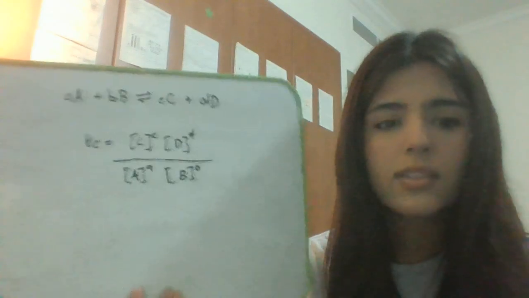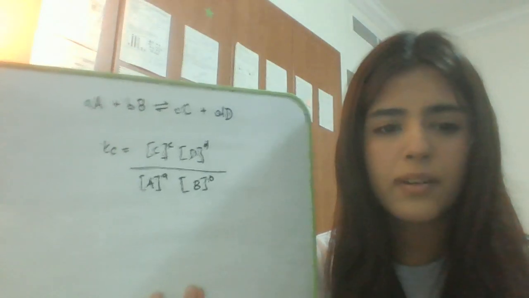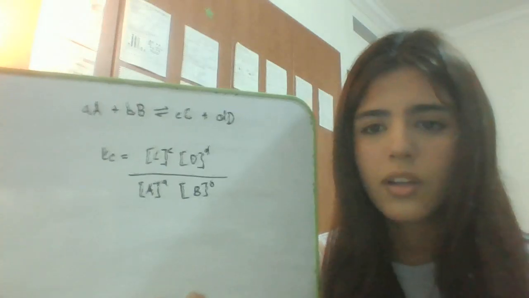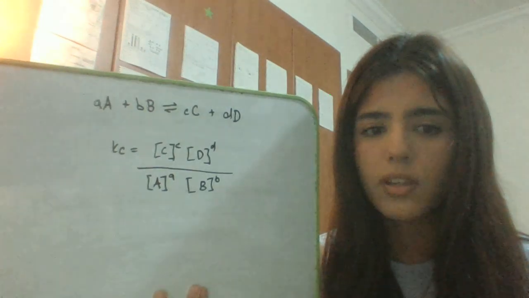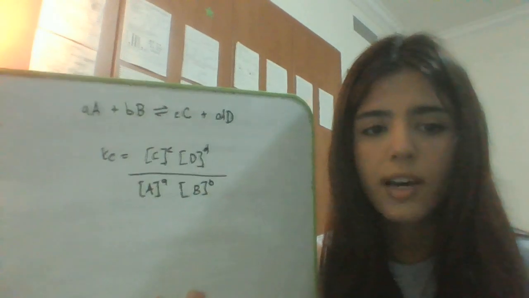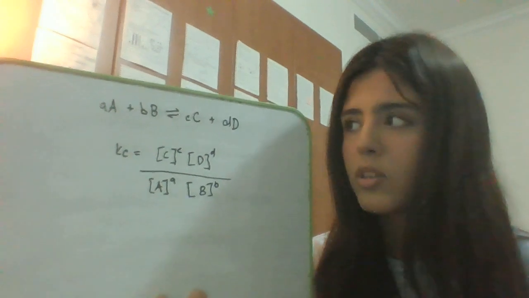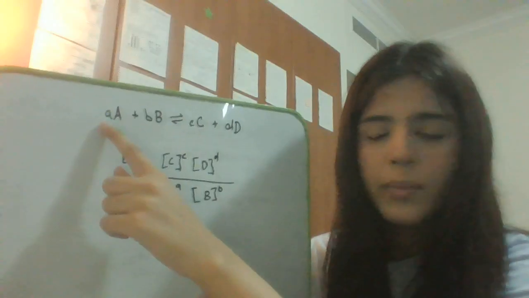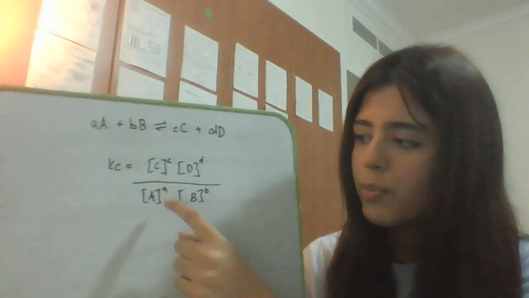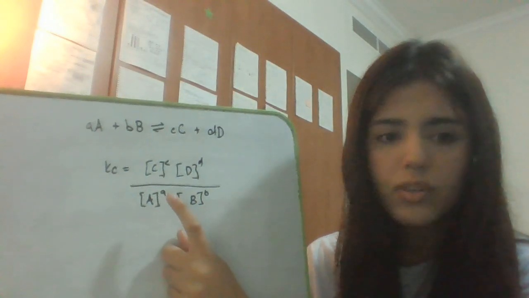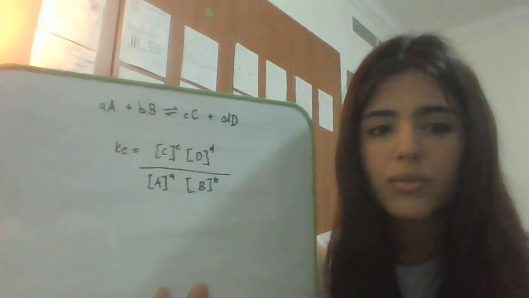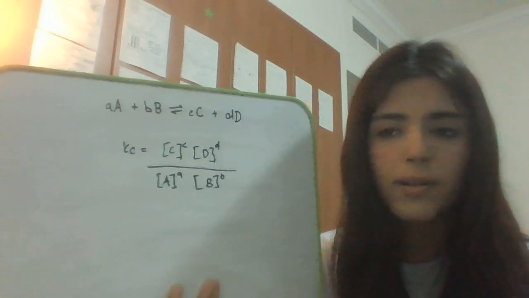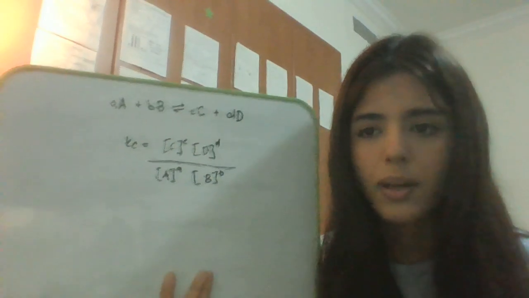And guys, one more thing I want to mention is that this is the equilibrium law. This basically shows what would happen if the equation had a coefficient. If an equation has a coefficient, then in the Kc expression, that is going to turn into a power. So let's say, for example, A had the coefficient of 3. That means in the Kc expression, we would put the power of A as 3. This is really simple, so I'm not going to explain it much, but I just wanted to mention it before I start on the examples.